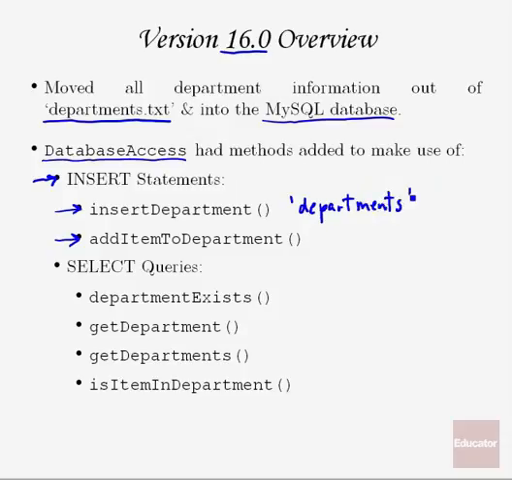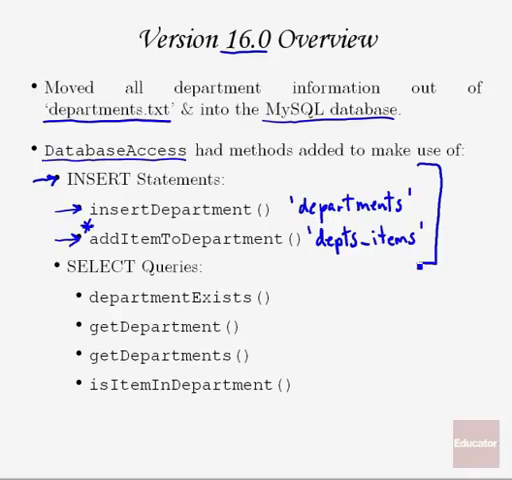As we saw in our last lesson, the departments table just has the department ID and the name of the department. Then all of the items in the store are contained in the departments underscore items table. So this method here, add item to department, is actually going to be inserting a row into the departments underscore items table. That allows us to associate a particular item ID with a particular department ID, essentially adding that item to the department.